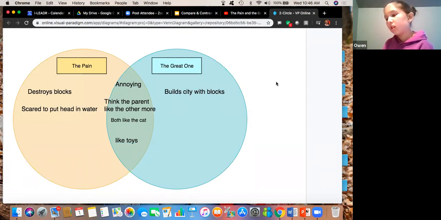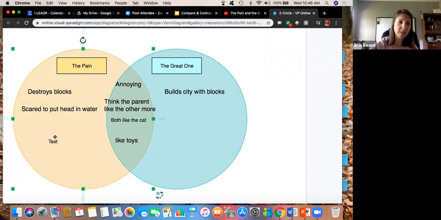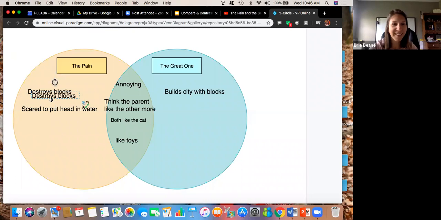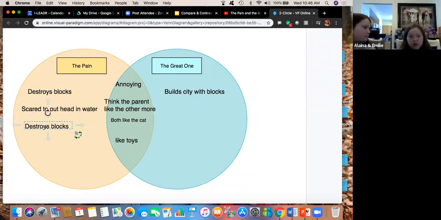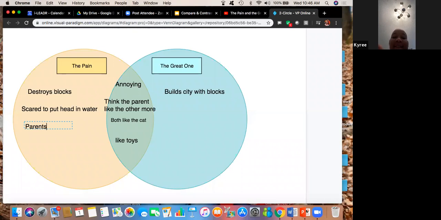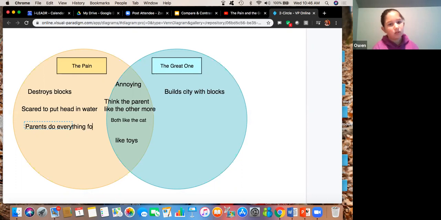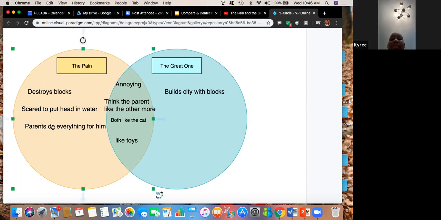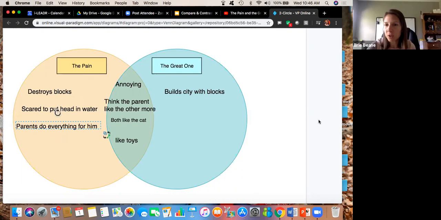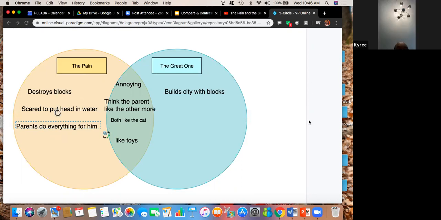For the pain, his parents do everything for him. Oh, she said that his parents do everything for him. Anybody feel like for their younger siblings, their parents do everything for them? No, Elena, they do everything for you. Yeah. And so you remember. That was me most of the time. Yeah, I tell you what, all you older siblings, that's what it feels like sometimes, huh?